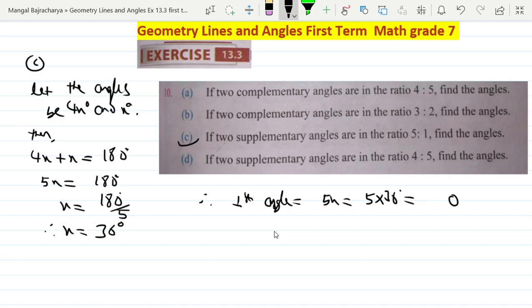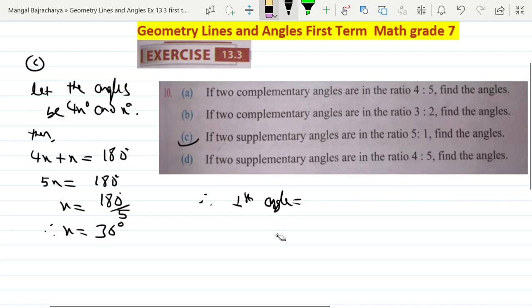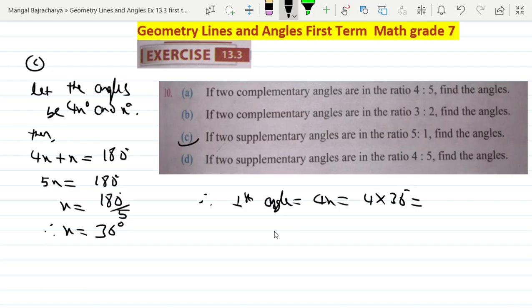Sorry, I made a mistake: the first angle is not 5x degrees, it's 4x. Sometimes teachers also make mistakes. So the first angle is 4x, so 4 into x, 4 into 36. 4 times 6 is 24, and 4 times 3 is 12, so 144. So your first angle is 144, and the second angle is x, and that is 36 degrees. So the second angle is also found.